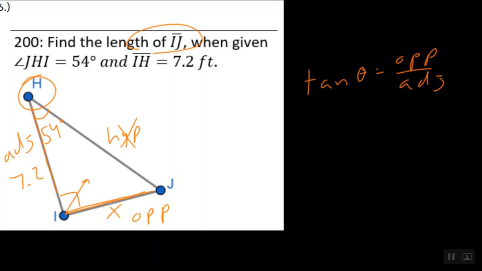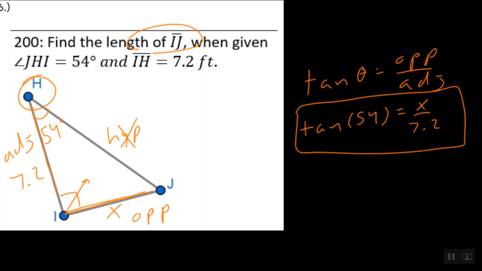Now from here, what I would do is I'd go ahead and plug in everything. I would say my theta is 54 degrees, and my opposite side is X over my adjacent 7.2. And from here, y'all simply have to solve for X. And I'll leave you to do this on your own. Good luck.